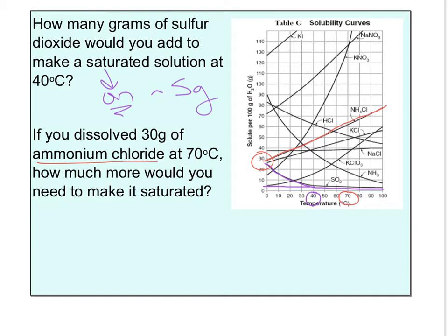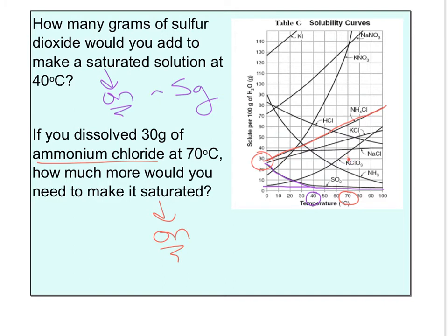So we're currently at about this point right here. Since we are below the line, we are currently unsaturated. So it's asking us how much more would you need to make it saturated. We're currently unsaturated, we're not full, and we want to make it full. So again, remember, saturated means it's on the line. So we essentially want to figure out how much more we would need to add to get on the line at this point.